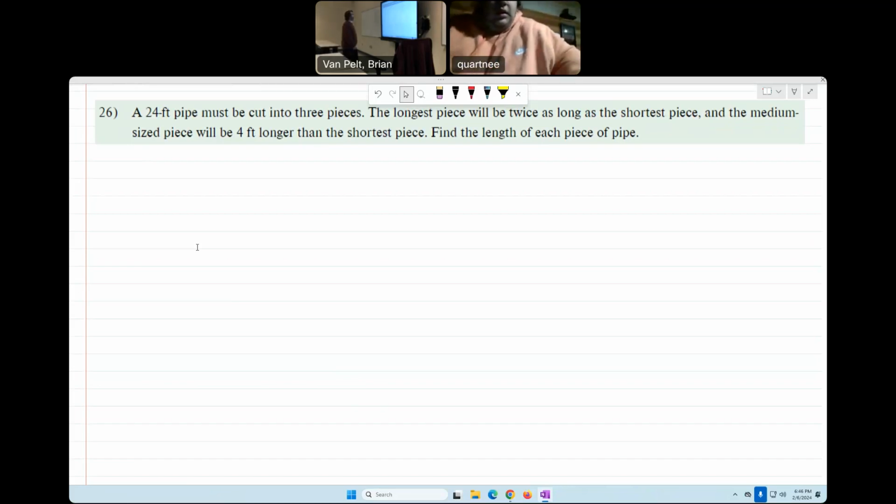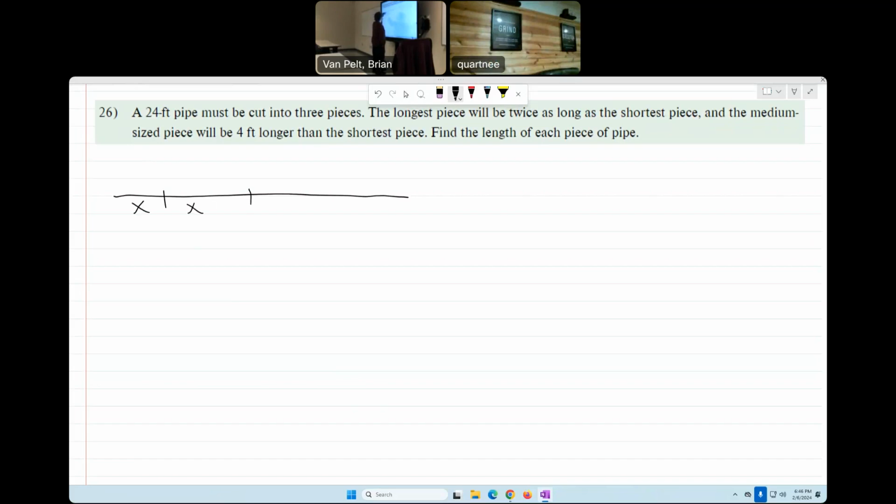I would have drawn a picture myself, but you could have done the same kind of thing. You had a short piece, a medium piece, and a long piece, right? There's a medium one and then a long one. X plus 4. 2x. And this total length is how much? 24. Tell me the equation you set up.